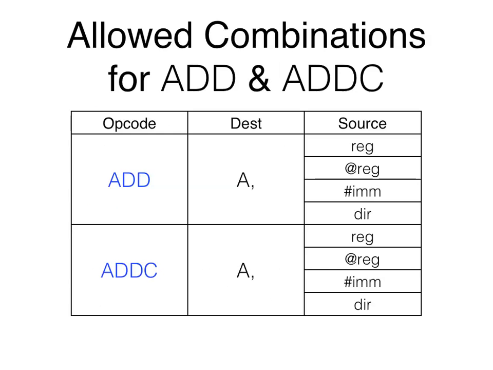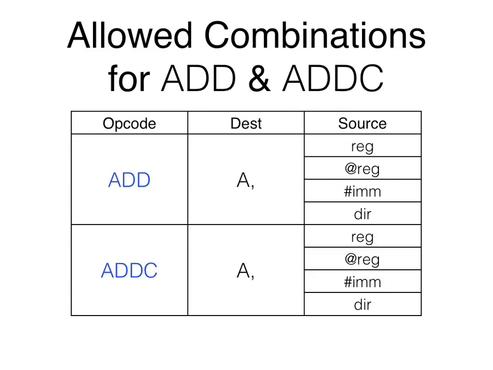Now, source can be immediate, direct, register, and I think maybe also register indirect. We'll talk about that later. So here are the combinations allowed. The destination has to be A. Well, it's both a first source and destination, right? And the source could be register, indirect, immediate, or direct. And you notice A cannot be on the right-hand side. It can only be on the left-hand side, and the left-hand side can only be A. It cannot be another register. So you can't say add R1, comma A. That doesn't work. So it has to be A only. That's a restriction on add and add C.